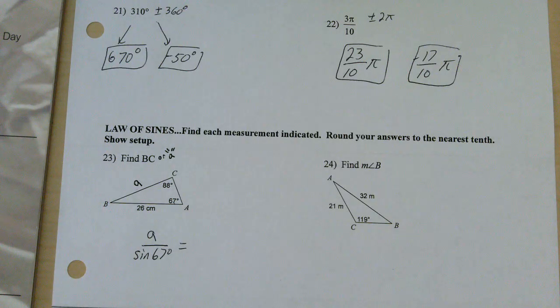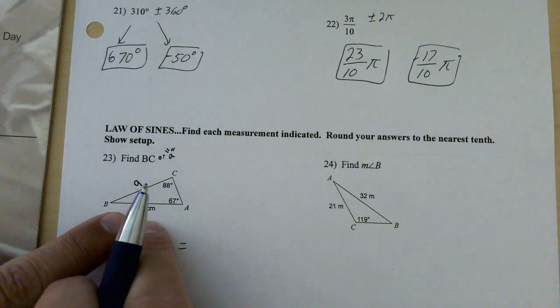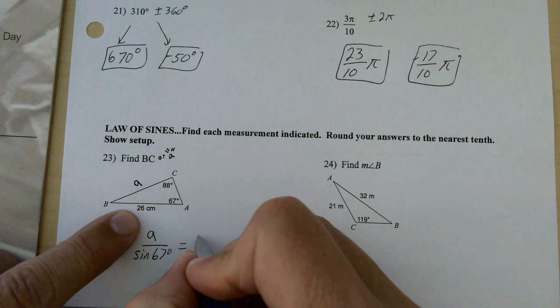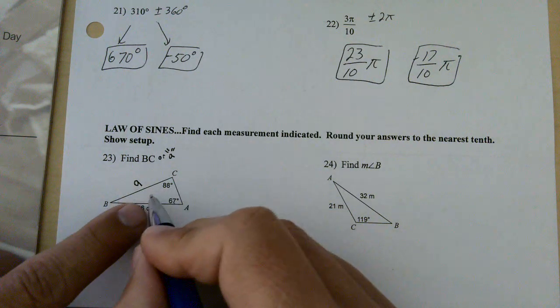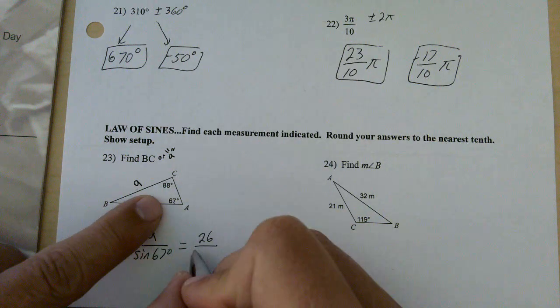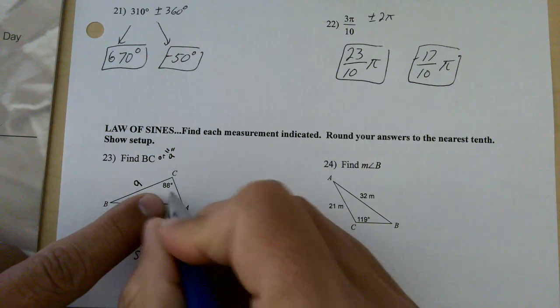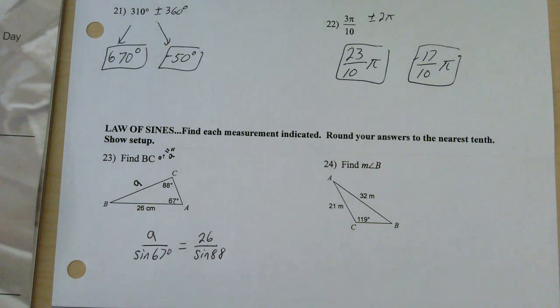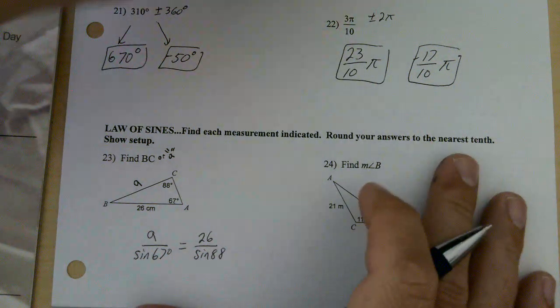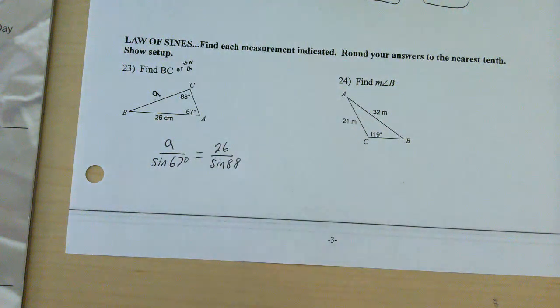And then you must have a side that's given. So I know this side is known. It's 26. And then I must know the opposite angle of that given side. So once again, it's the sine of 88. Okay, so side up top, corresponding angle in the bottom. And then this is super easy to solve.